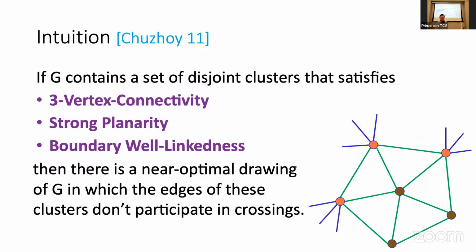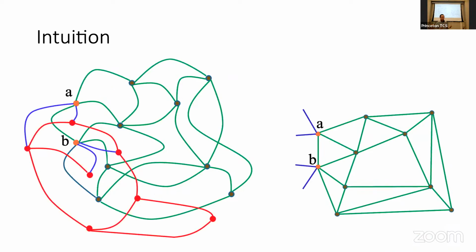Okay, why is this true? We want to start with an optimal drawing and massage it into another one in which these green clusters do not participate in any crossing. Along the way, we do not increase the number of crossings by a lot. Okay, let's look at an example.